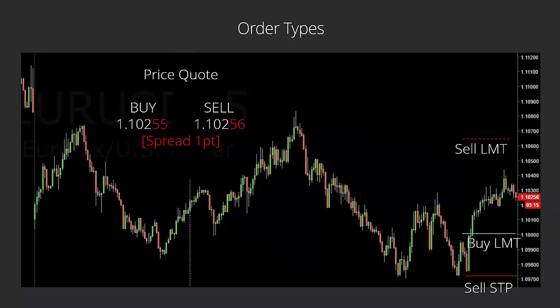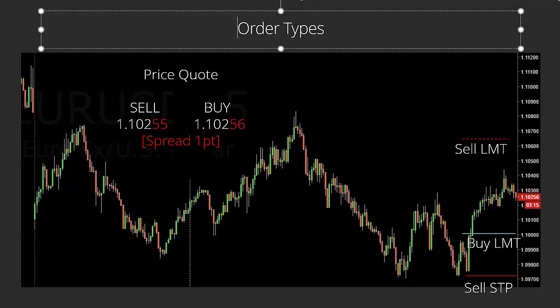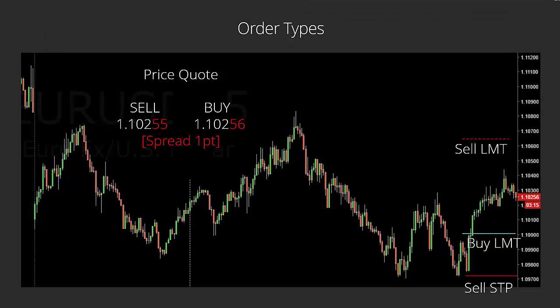So another example here, let's say the spread on this market is 1 point. So the buy price is, actually these are the wrong way around. Let me amend these live for you guys. Okay, so another little quick example here. This market's got a 1 point spread. The buy price is 1.10256. The sell price is 1.10255. Spread is 1 point. Very acceptable spread, whichever market we're looking at here.